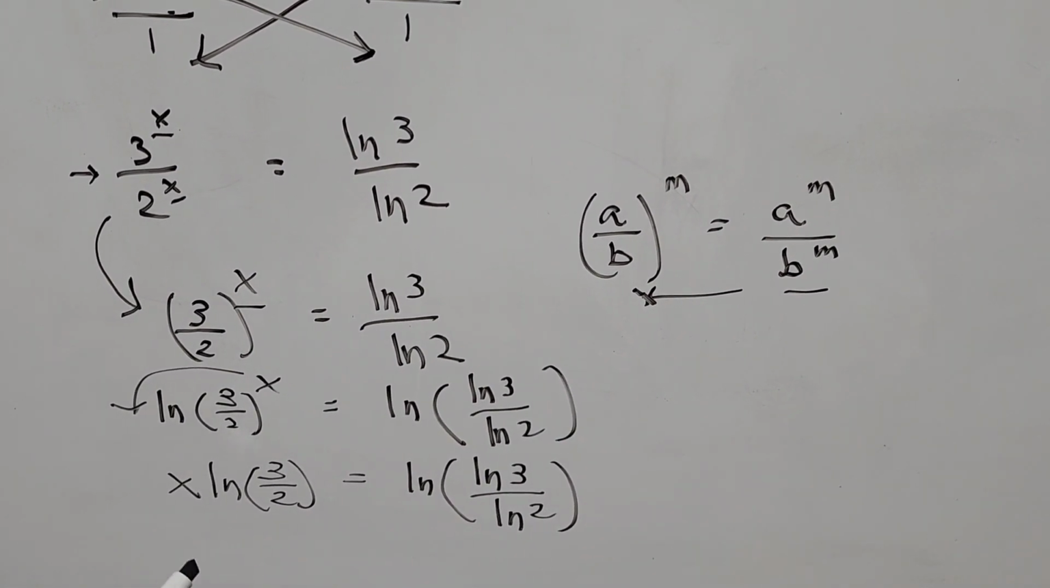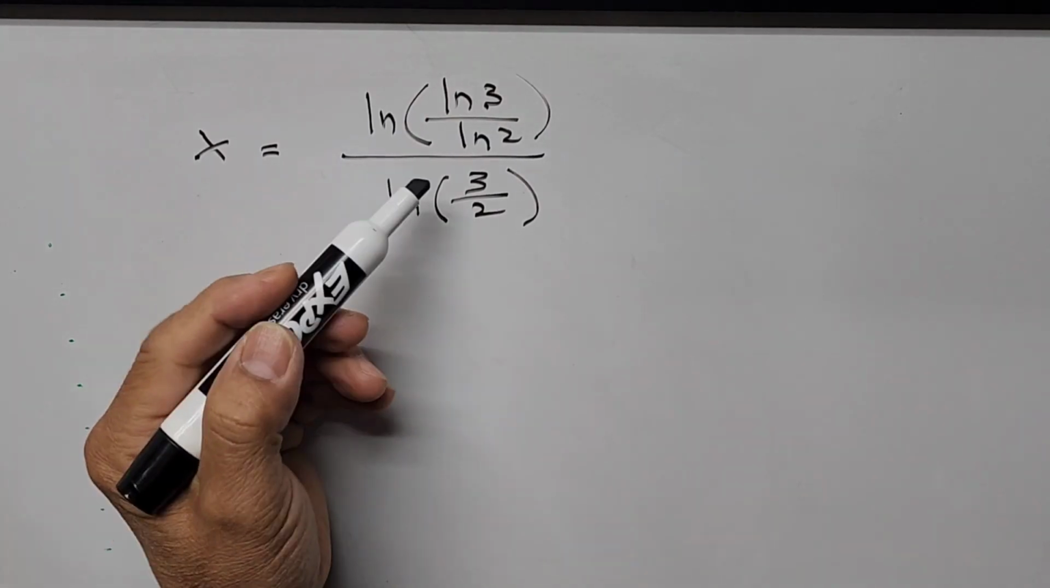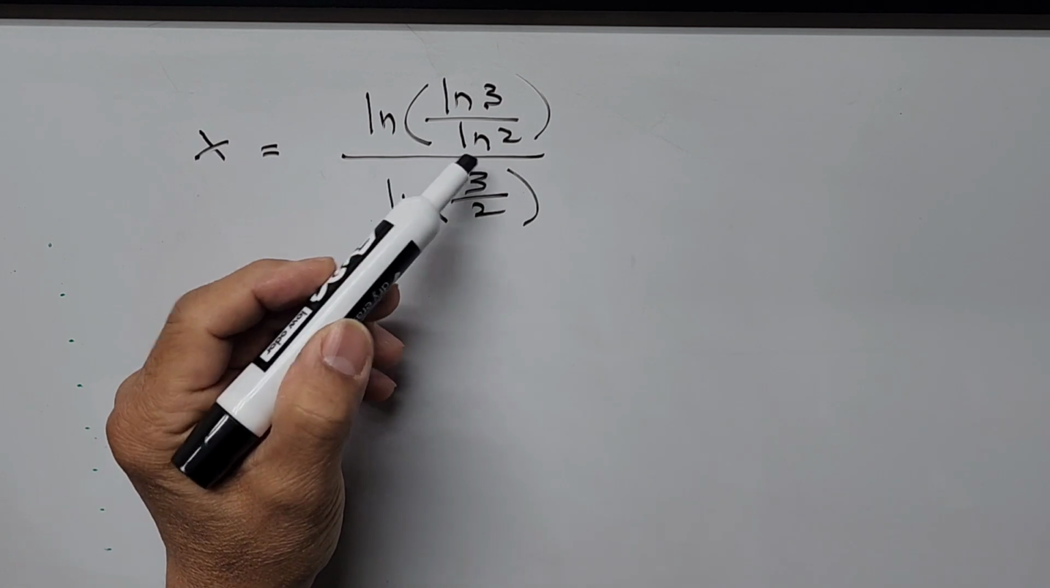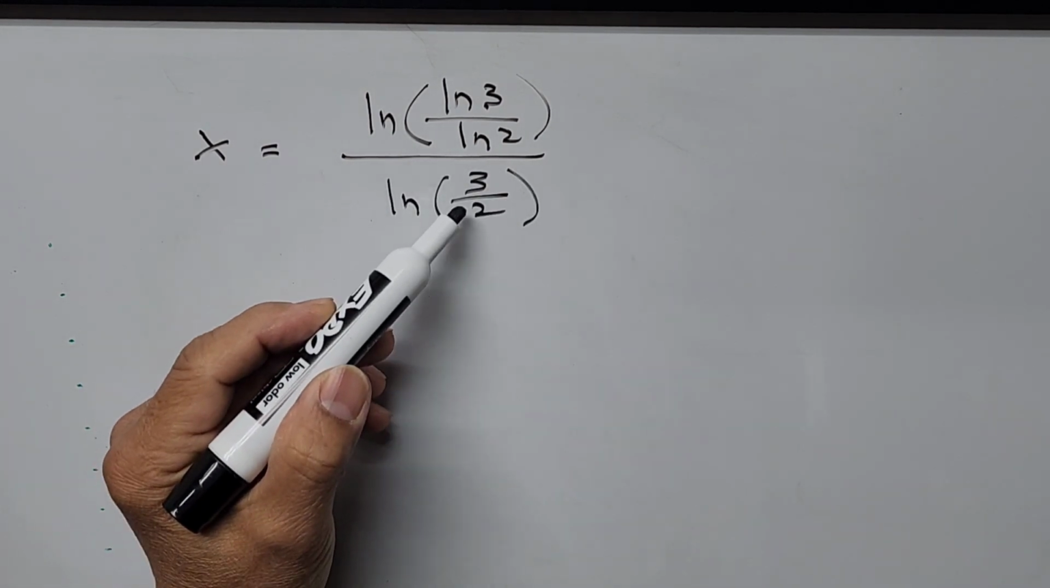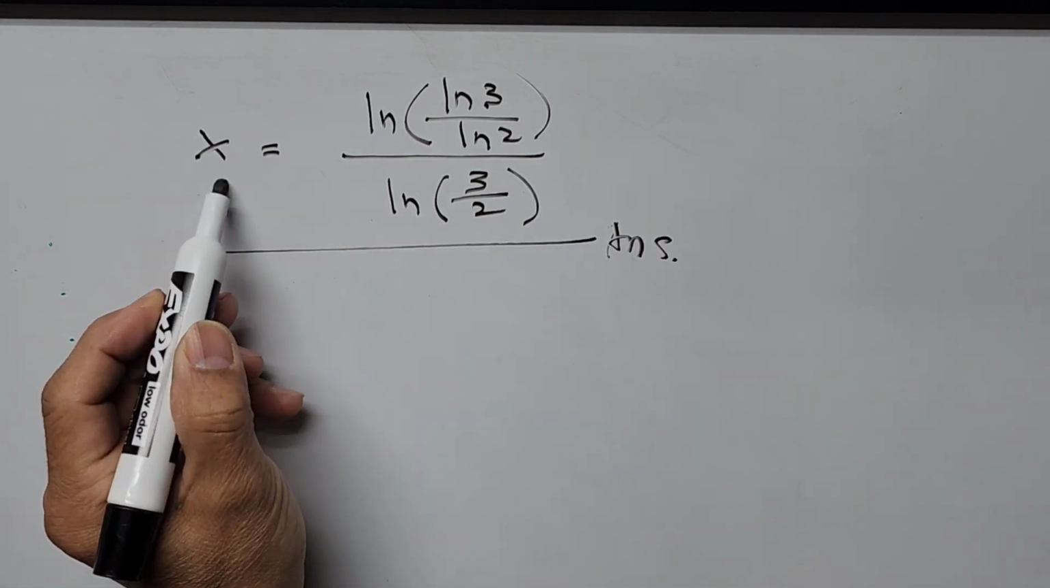From here, we can separate the variable x by itself, isolate it, by dividing the whole equation by ln of 3 halves. This one cancels, that's 1. And the value of x now is ln of the quantity ln of 3 divided by ln of 2, all divided by ln of 3 halves. So this is our exact value of variable x.